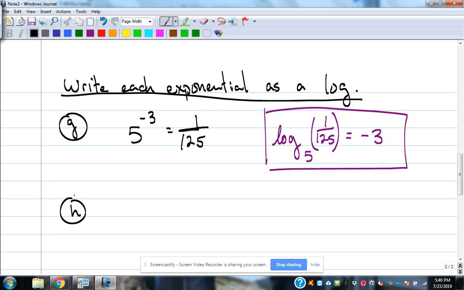H. Let's say we had 3 to the third power is equal to 27. I'm going to rewrite that as a logarithm. That would be a log base 3, because that's 3, of 27 is equal to 3.